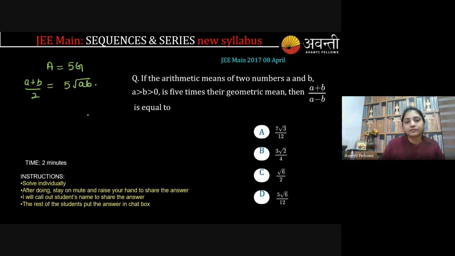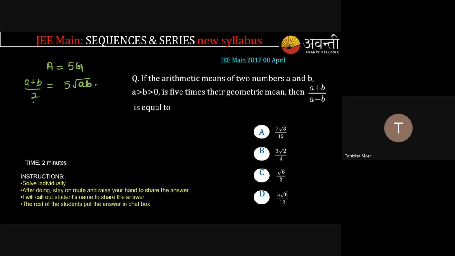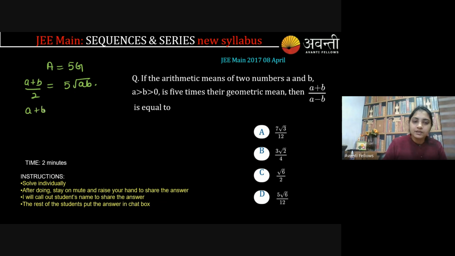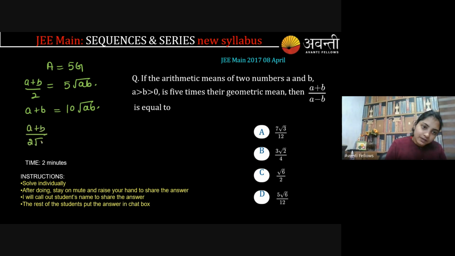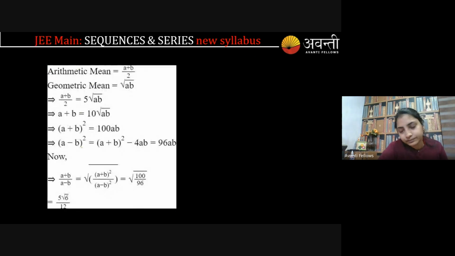Agree? So A plus B is equal to 10 times root AB. In fact, you can say A plus B upon 2 root AB is equal to 5. Then apply componendo and dividendo, you are able to solve. Or either you can square and multiply to find the values. It's up to you how you want to find the value. Clear?